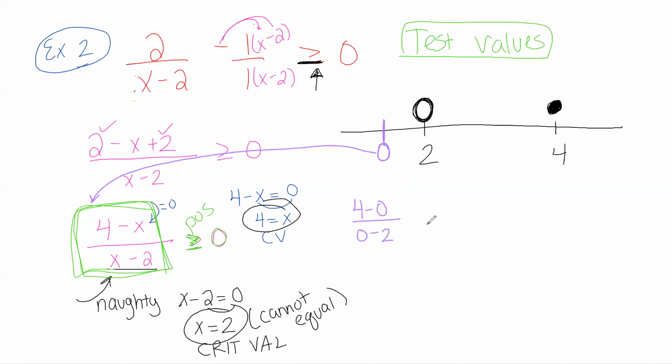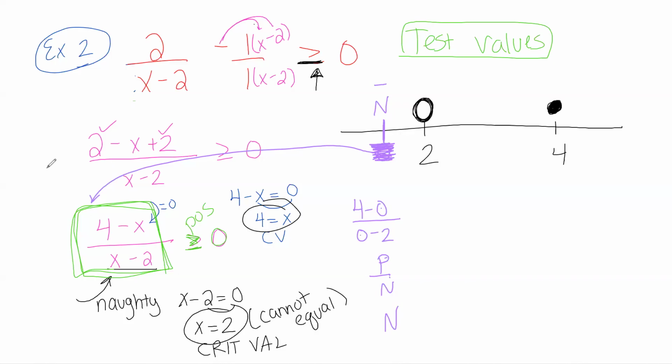Now, you don't actually have to do all of this arithmetic. You can, but you don't have to. You just need to figure out if this answer is positive or negative. 4 minus 0 is positive. 0 minus 2 is negative. And a positive divided by a negative is a negative. Put an N right there, or some people like to do a minus symbol. I like to do the N, but you do you. Then scratch off the 0, or whatever you used for your test value, because that's not actually the point we care about. That was just our tester.